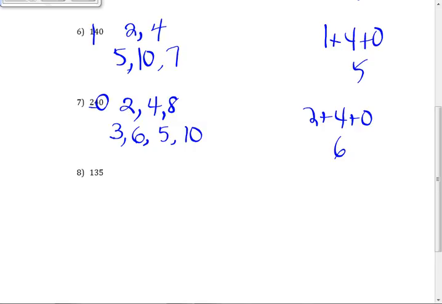Okay, one last one. 135. Does 2 go in? Does 2 divide into 135? No, can't do it. So that means 2, 4, 6, 8, 10, 12, all gone. Half of them are gone. Well, let's try for 3. 1 plus 3 plus 5. That gives me 4 plus 5 is 9. So does 3 work? Yeah. 6 doesn't work because it's not even. But 9 works.